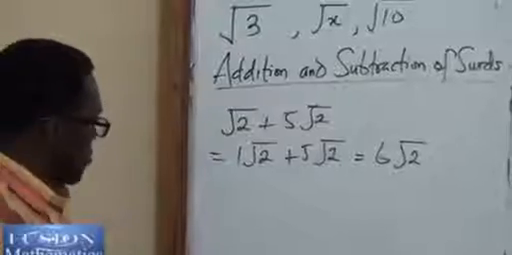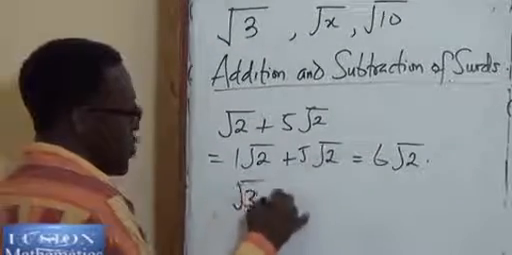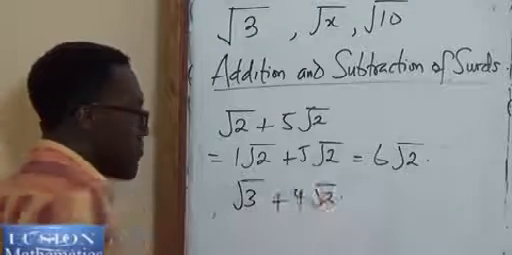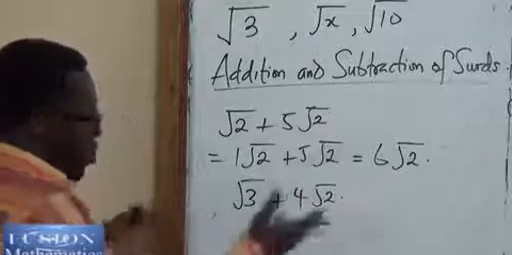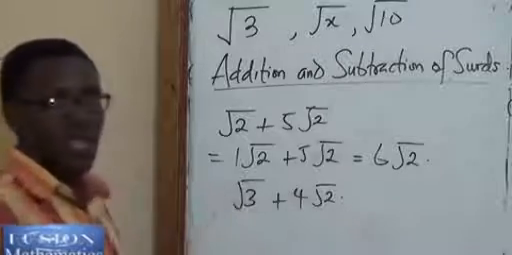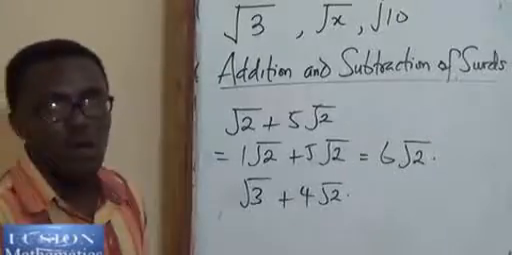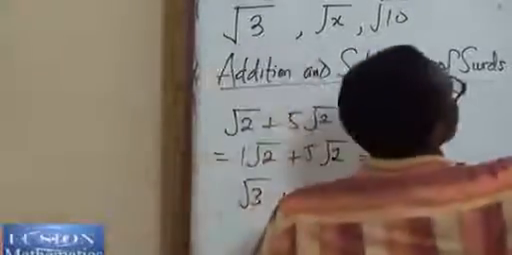For addition and subtraction, if, for example, we have root 3 plus 4 root 2, these two surds cannot be combined because the surds are not similar. Let's look at multiplication of surds.